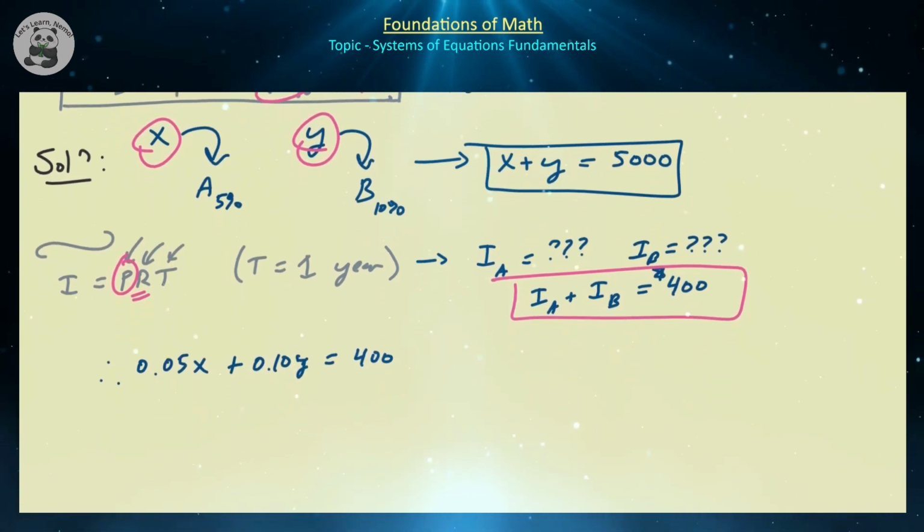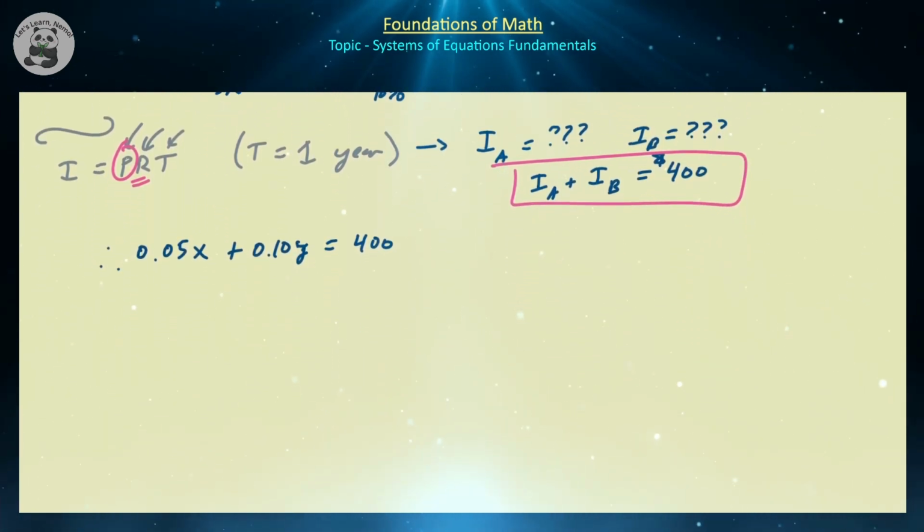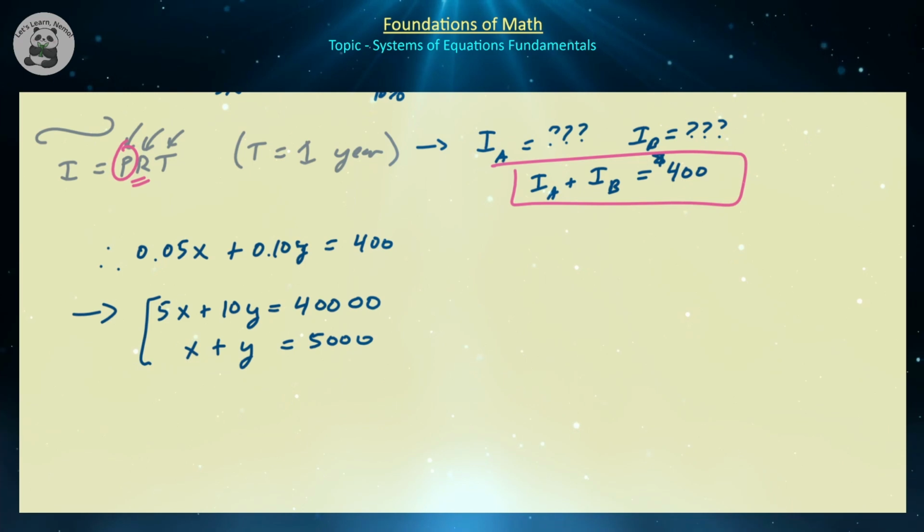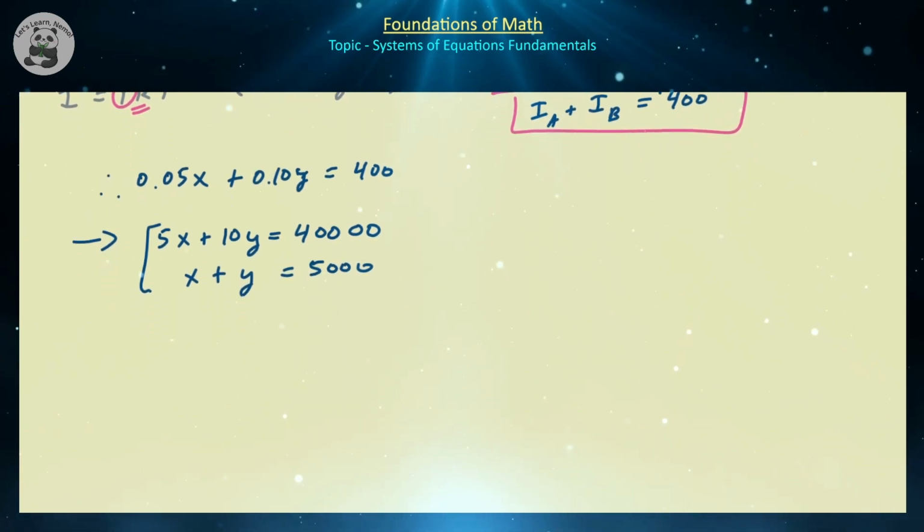All right? Now, you might not like these decimals, so you can multiply both sides of this equation by 100, and you can say that this is just going to be equal to 5x plus 10y is equal to 40,000. Right? So that's one equation, and we also know that x plus y is equal to 5,000. So now we have a system of two linear equations with two unknown variables, so we should know how to solve this, right?